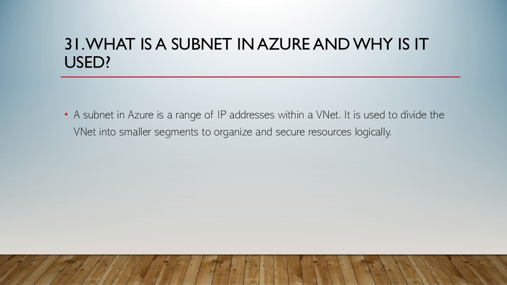31. What is a subnet in Azure and why is it used? A subnet in Azure is a range of IP addresses within a net. It is used to divide the net into smaller segments to organize and secure resources logically.